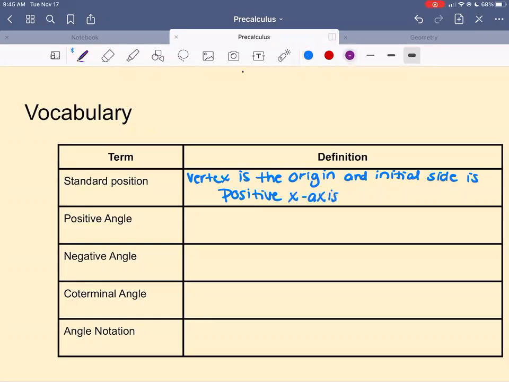Okay, so if we think about it here, let me draw a coordinate plane up here. So here we have our coordinate plane drawn. The vertex of our angle would be the origin there, and our initial side is going to be the positive x-axis like this. Now, with standard position, our terminal side can be anywhere, so we can have our terminal side be right there like that. That is an angle in standard position. A positive angle is going to be generated by a counterclockwise rotation.